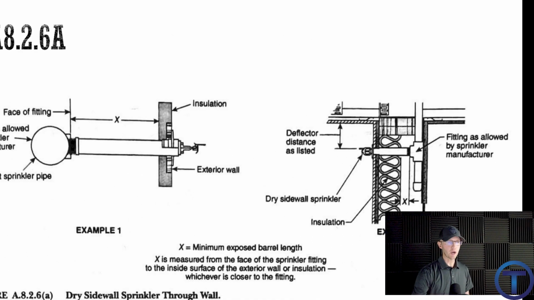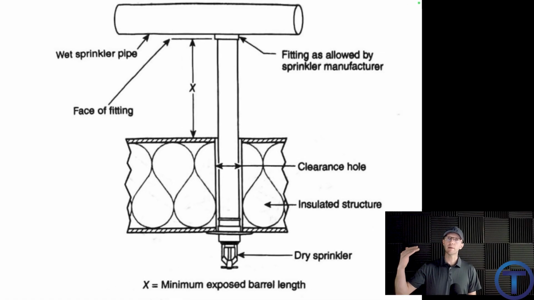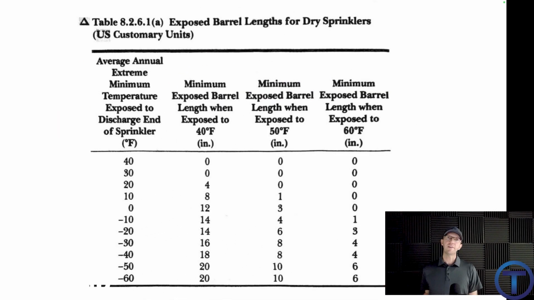The barrels are dry. One more diagram here. We have it coming from above. Let's say we've got wet sprinkler in a line above a ceiling, insulation to keep that envelope, but down below, maybe it's subject to freezing. So we have a barrel length, and the distance X is what we need to figure out. To figure that distance, we go to table 8.2.6.1. There's 2 of these.